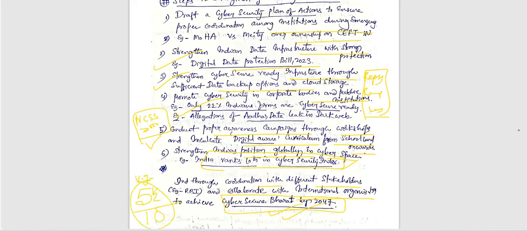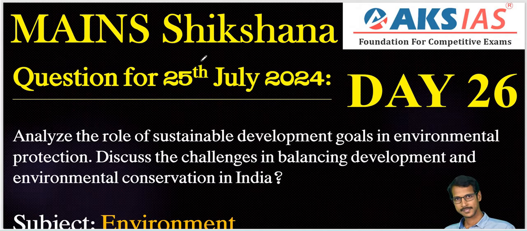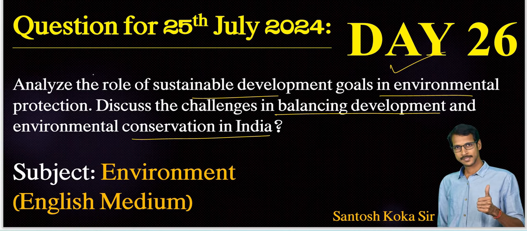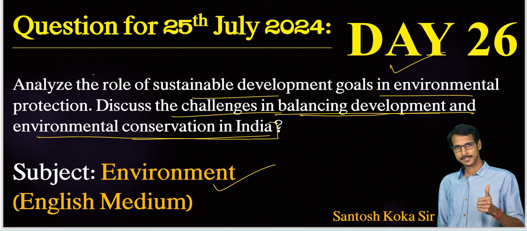Very good. So next, the main section question for 25th July 2024, day 26: analyze the role of sustainable development goals in environmental protection. Discuss the challenges in balancing development and environmental conservation in India. This is a subject related to our environment, a very important concept. Balancing development and environmental conservation is a very important challenge, and the role of sustainable development goals is also a very important topic, right?